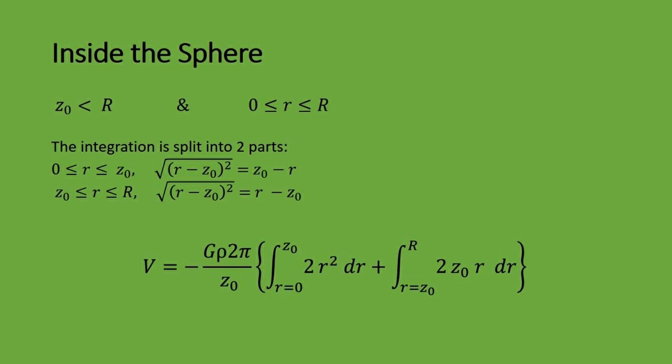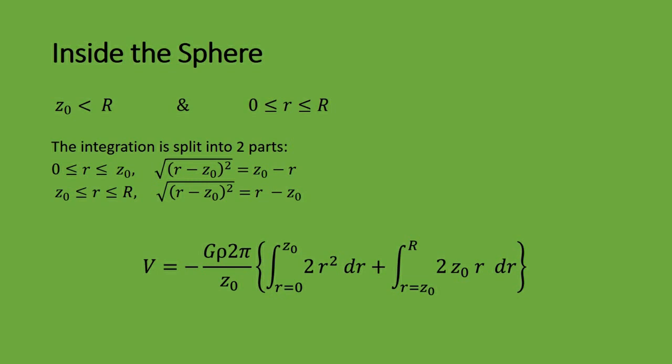So now, if you think about it, because we are integrating over small r, there are two regions inside. The first region is where small r is greater than 0 but less than z0, and z0 is some point fixed inside the sphere. The other region is where small r is more than z0 but less than capital R, the radius of the sphere.